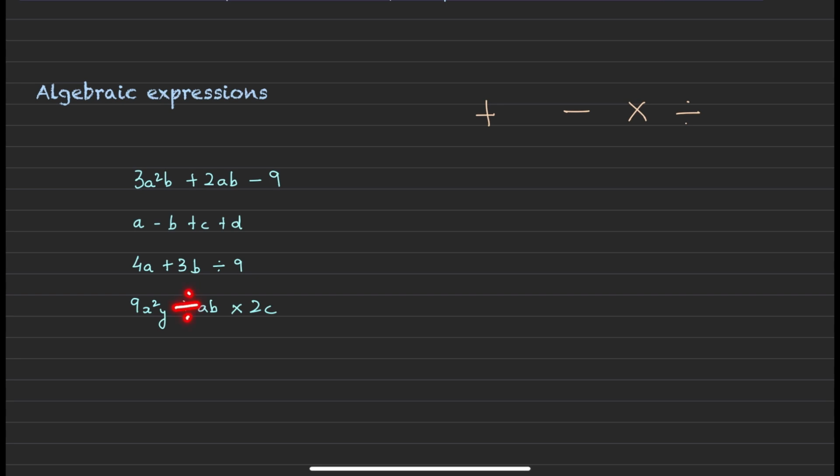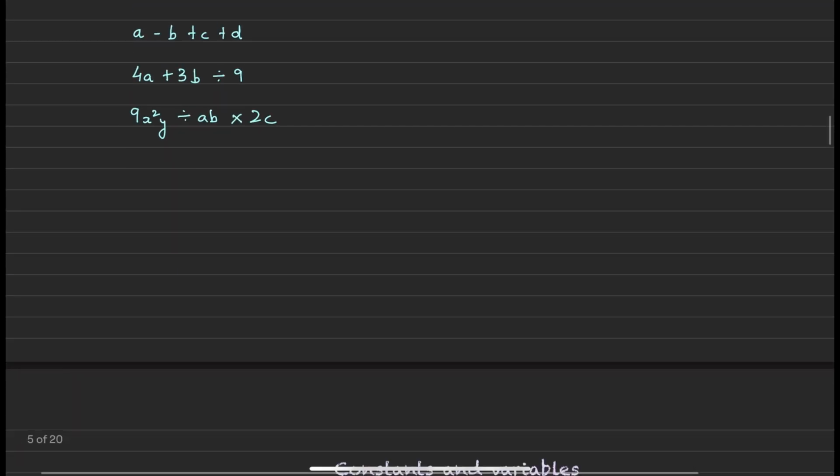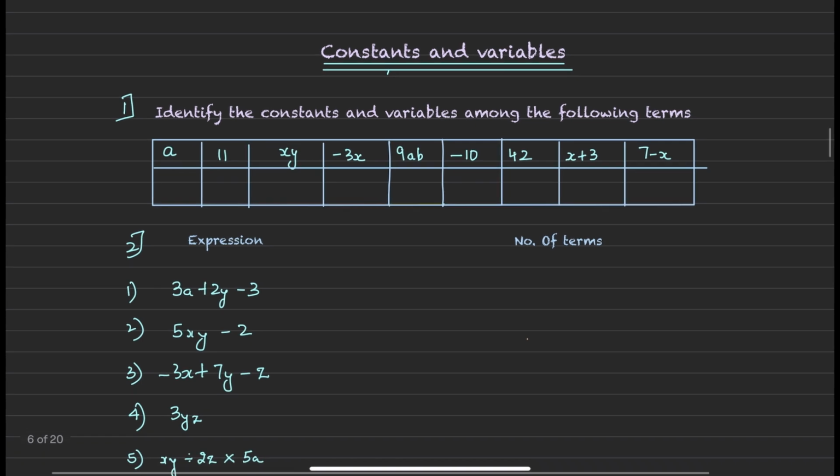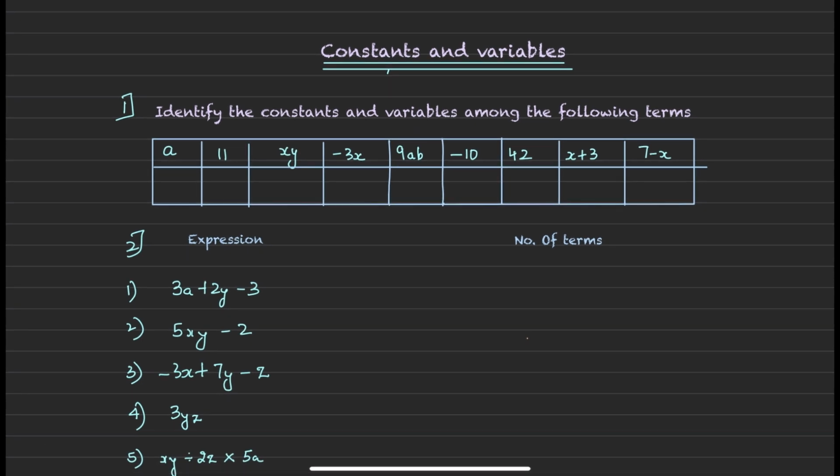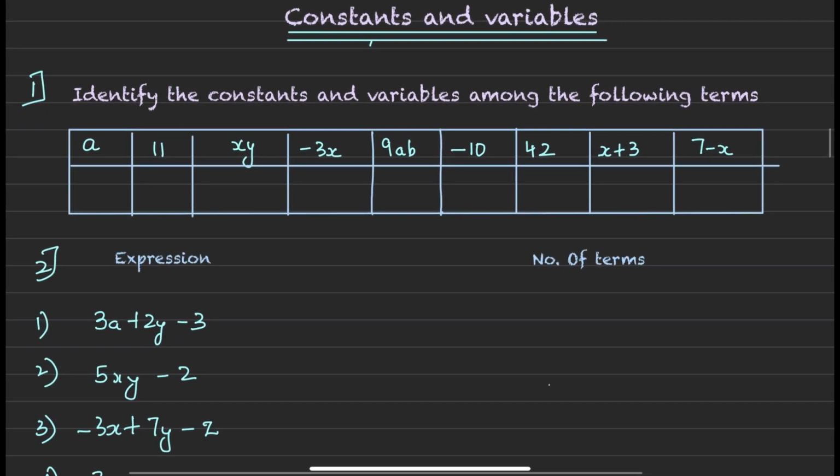Now look at the next one. This is division and this is multiplication. There is neither a plus sign nor a minus sign. What does that mean? That this full thing is just one term. I'm going to do some more examples of this so that you will become quite confident in the topic. Okay, constant and variable. I just explained in the previous part what constants and variables are. Quickly, can you try these on your own? Pause the video, try this.